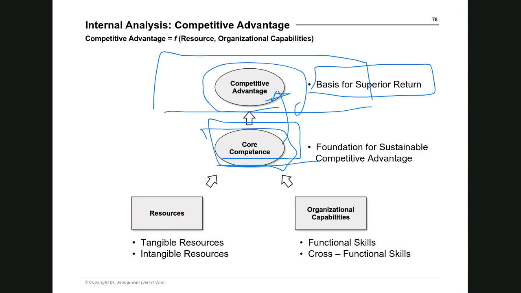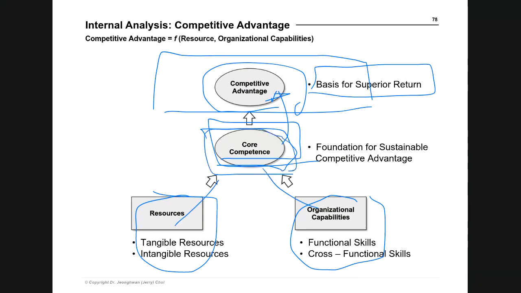That's a competitive advantage. Competitive advantage can be understood as very similar to key success factors. However, core competency is the source that creates the competitive advantage. That is related with knowledge, skills, capabilities: resources, tangible resources, intangible resources, and organizational capability, functional skills, cross-functional skills. That is the source of the core competency, and that is a source of the competitive advantage.